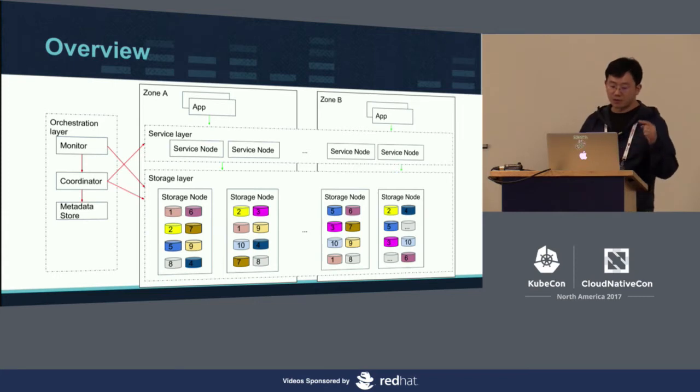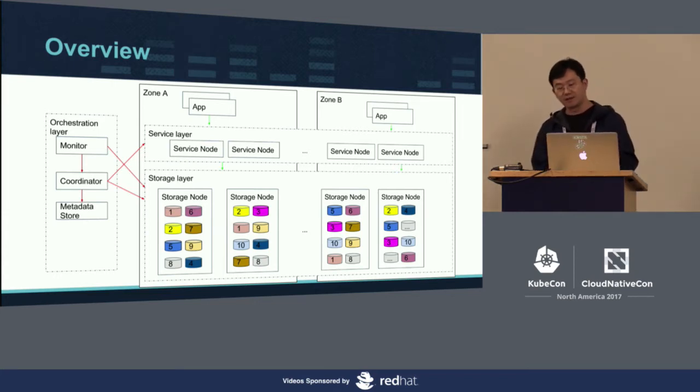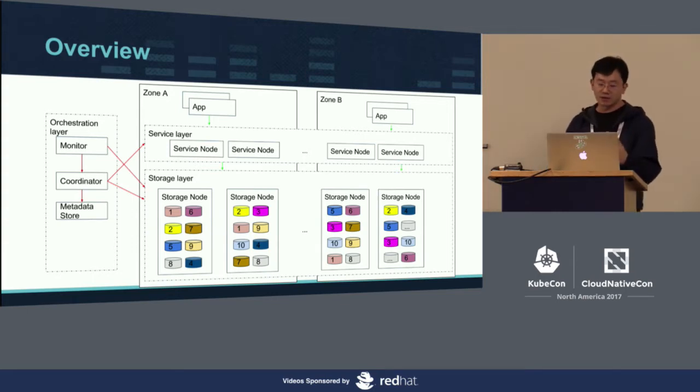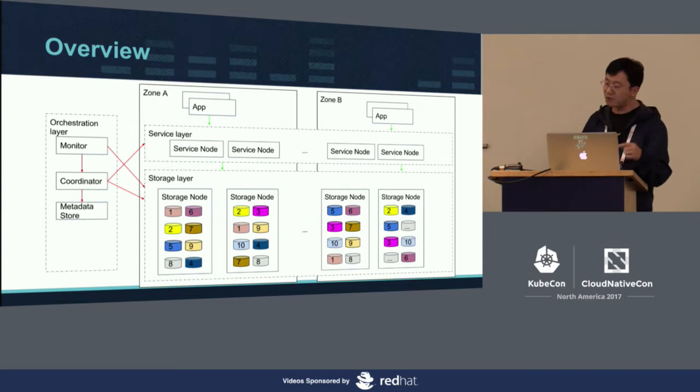Meanwhile, we also have the monitoring system, because sometimes this storage engine may have some slowdown or some other problems. So this monitoring system also actively monitors the database engines in the storage layer, and it sends some signal to the coordinator in case something fails, and the coordinator takes some action.